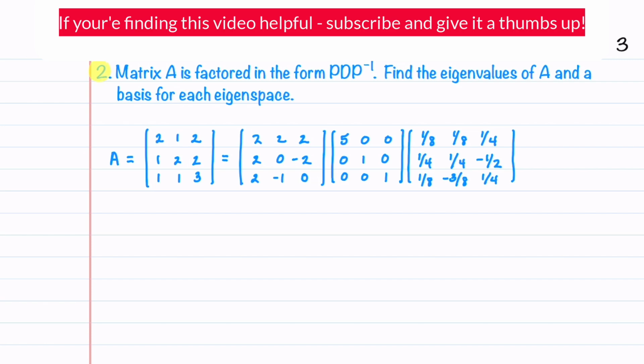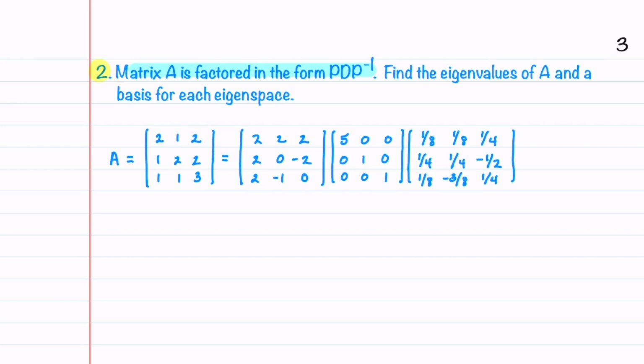Let's now look at our second example. We're given a matrix A that is factored in the form PDP inverse. We're asked to find the eigenvalues of A and then find a basis for each eigenspace. The point of this problem is to see if you understand the structure of a diagonalized matrix.